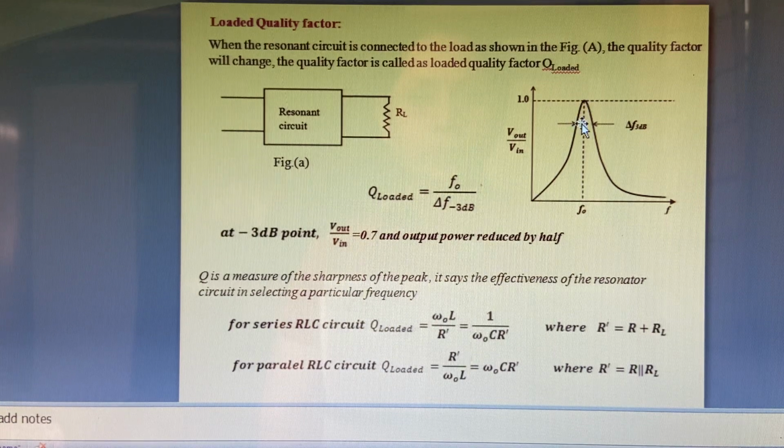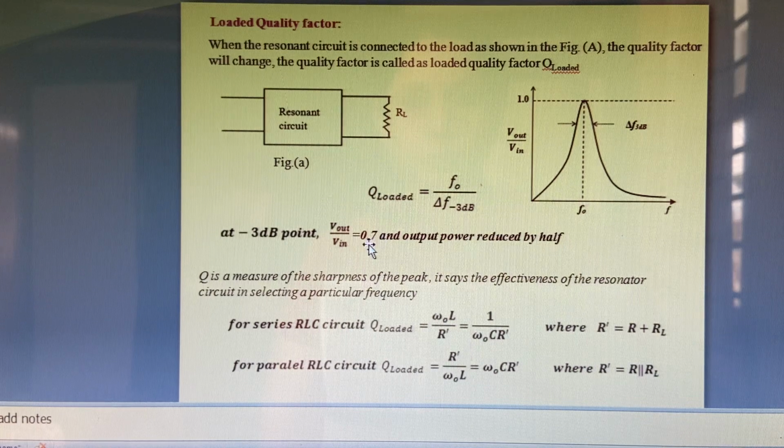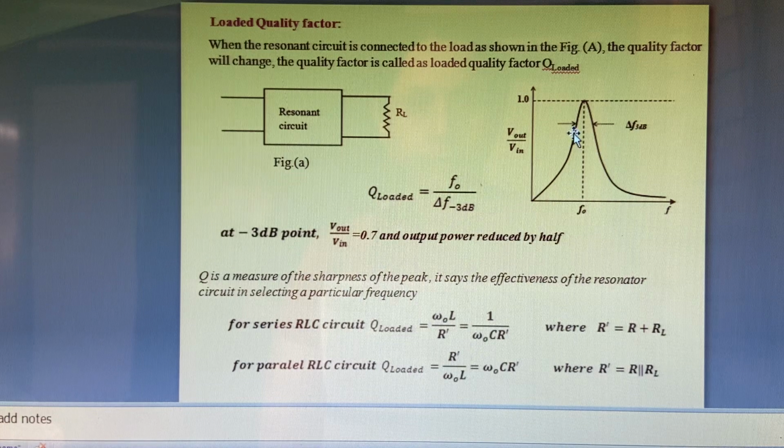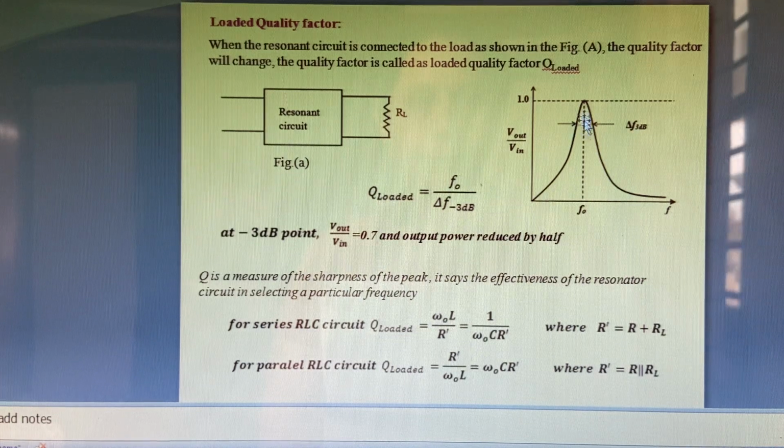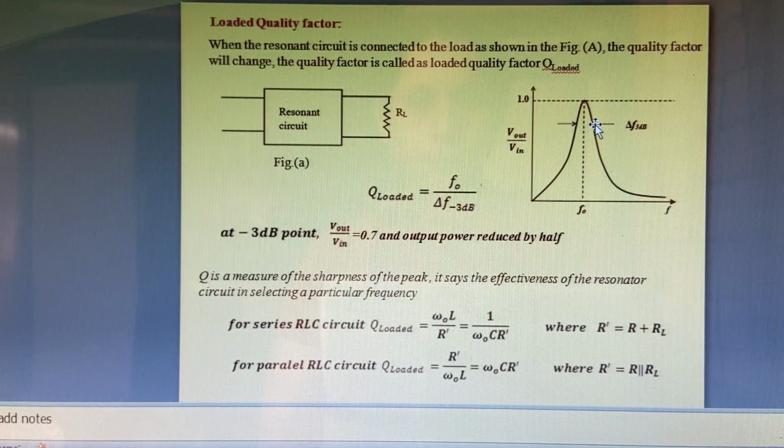Or in terms of voltage, it is 0.707. The output peak value is 0.7 times the peak value. The voltage at this position is 0.7 times the maximum voltage. So if you take the frequency from here to here, that is delta F. Using that delta F, we can calculate the loaded quality factor here.